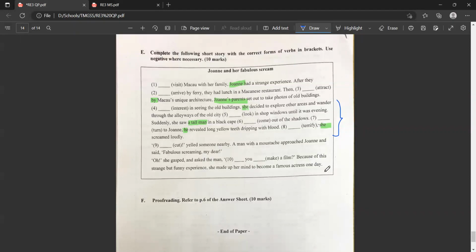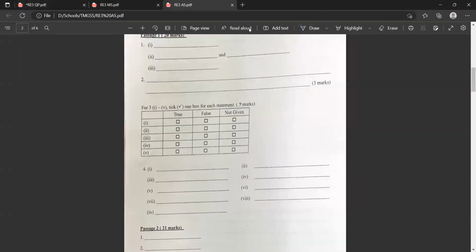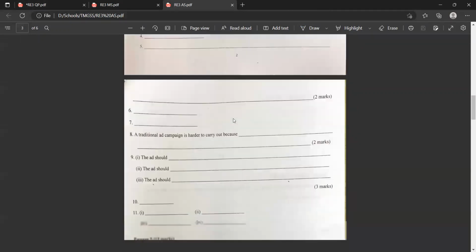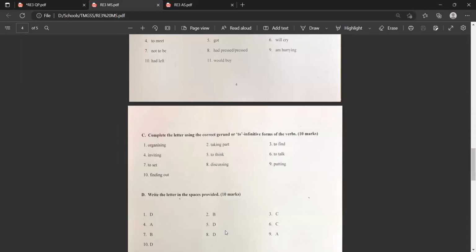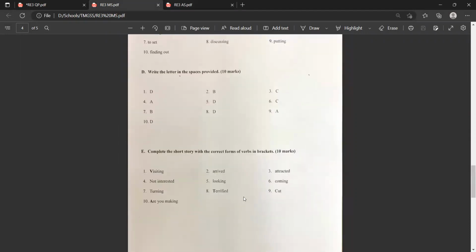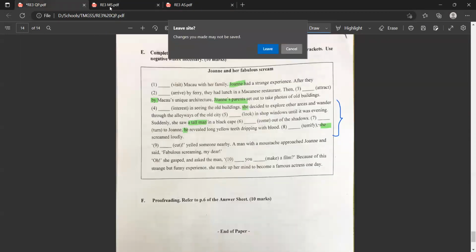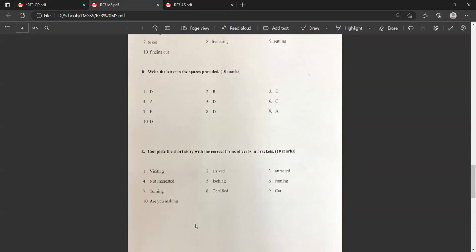Any questions? Any questions? If no, proofreading. The last one. I show you the answers first. So make sure you are using small letters and capital letters correctly. Any questions?